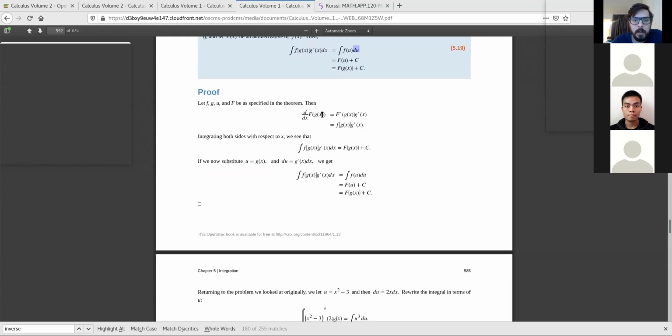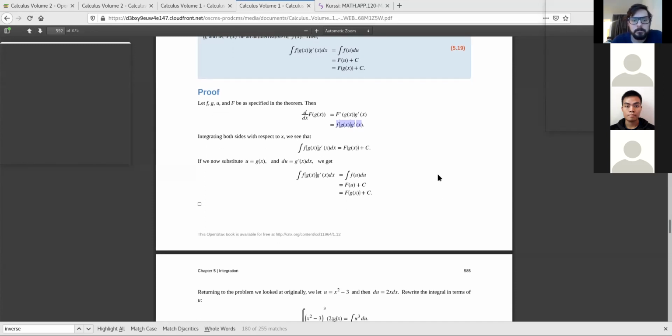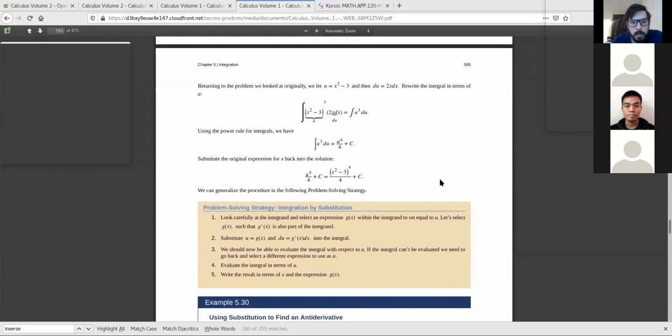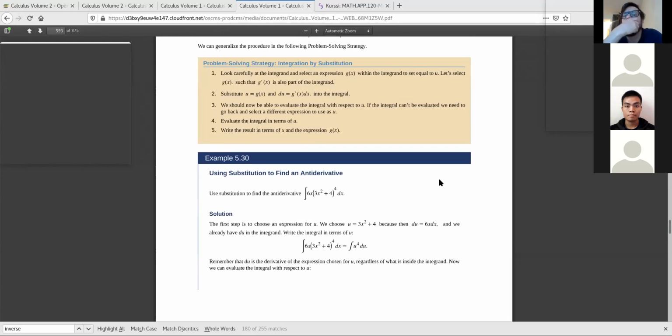Here's a proof of it, and why would we need to prove it? We apply the chain rule to this, and we get f of g of x times g prime of x. So here you should probably look at this problem-solving strategy, integration by substitution. If we detect that there is some function and we sniff that its derivative can be found there, then let's do that.